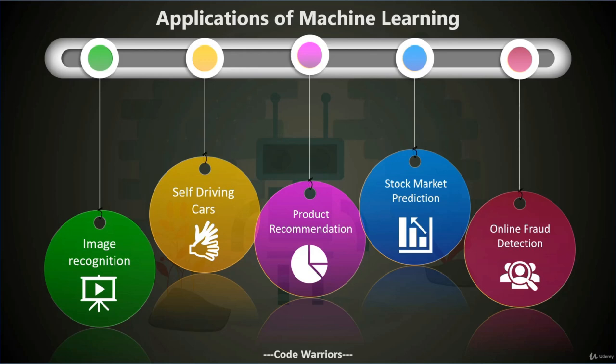And what is the basic meaning of online fraud detection in machine learning? Banks have machine learning models that can detect whether any fraudulent activity is going on, and then they can block those activities. So these are some important applications of machine learning which are used in our day-to-day life.